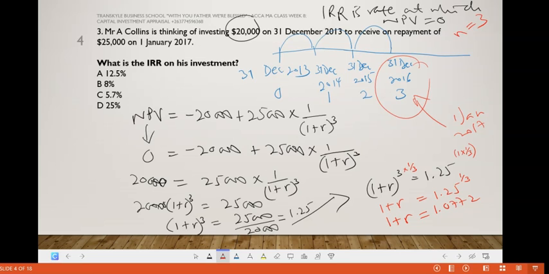1.0772. So then it means that R should be, because we have to remove this 1 by subtracting on the right side, so we are left with 0.0772. Therefore our R should be approximately 8%. Okay, should be approximately 8%. So you can see that our answer should be B. Okay, I hope you are following.